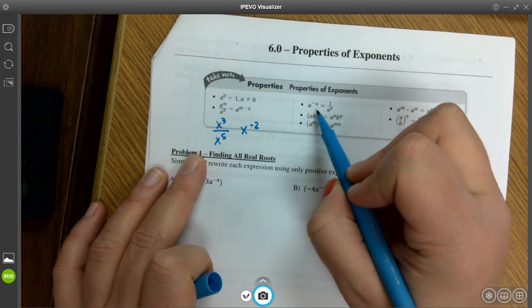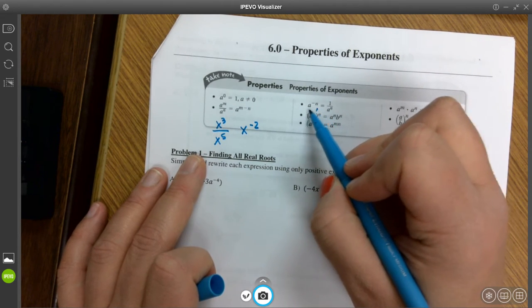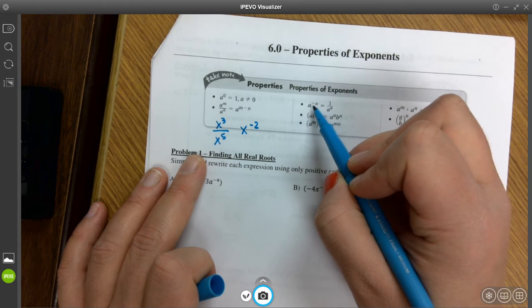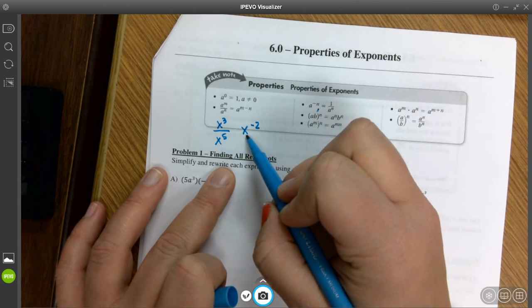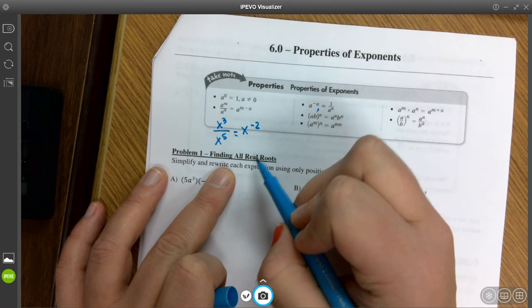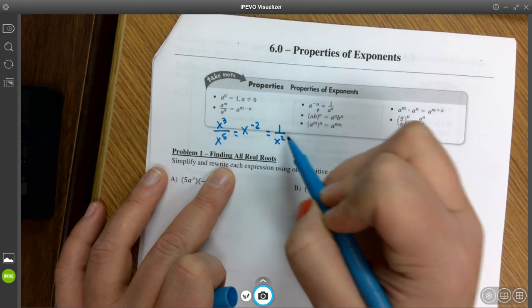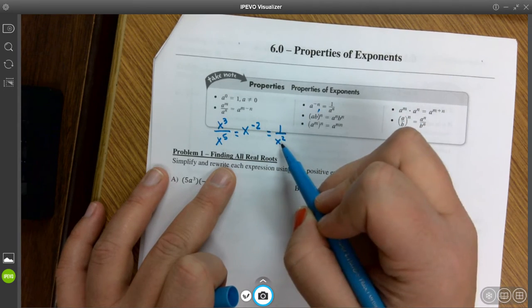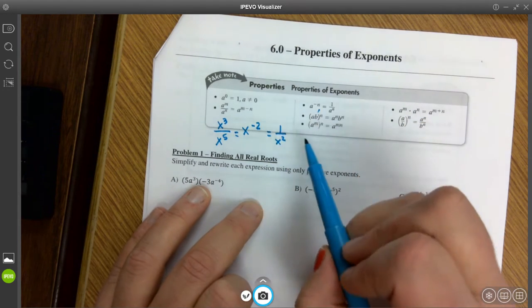However, jump over here, you should not have any negative exponents. So if I have a negative exponent, then I can put it into a fraction, put it on top or on bottom. So this final answer, x raised to the negative 2, would be 1 over x squared. If it was negative on bottom, let's say, I can move that on top to make it positive. You should never have any negative exponents.